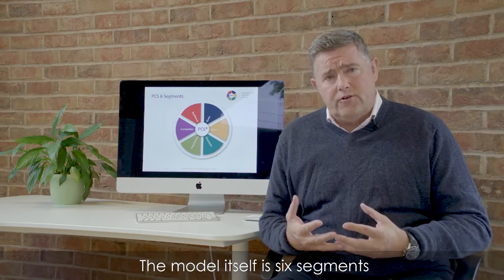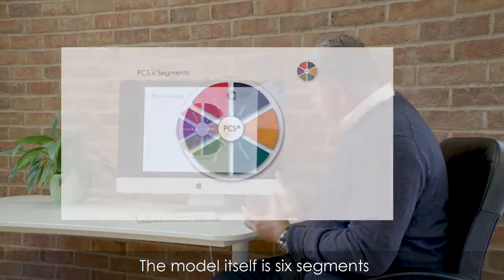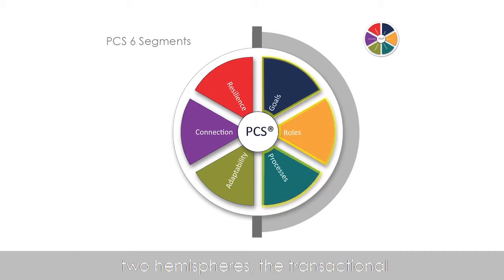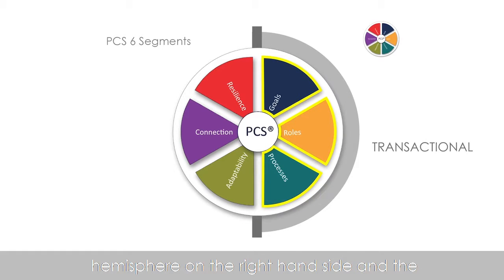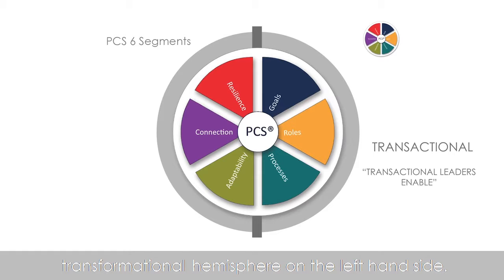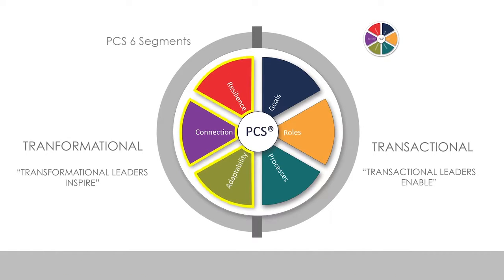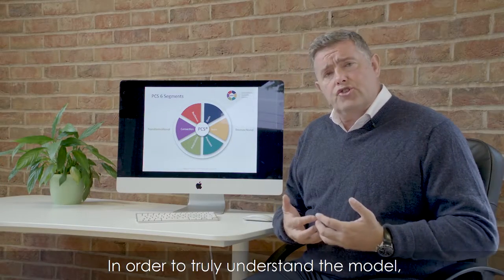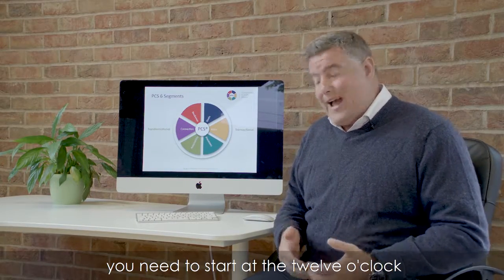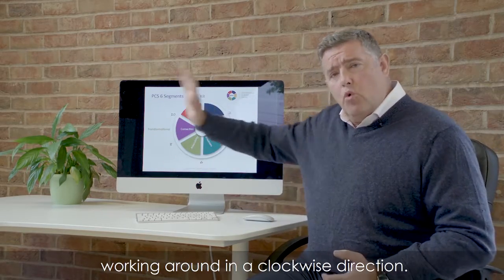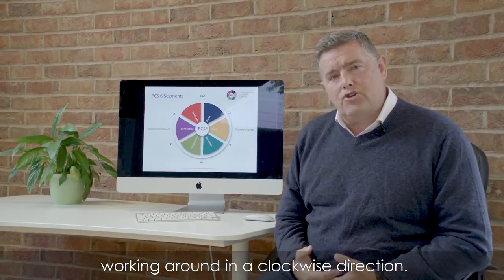The model itself is 6 segments around the clock face, as you see here, and those segments are split into 2 hemispheres: the transactional hemisphere on the right hand side and the transformational hemisphere on the left hand side. In order to truly understand the model, you need to start at the 12 o'clock point here, and imagine this as a clock face working around in a clockwise direction.